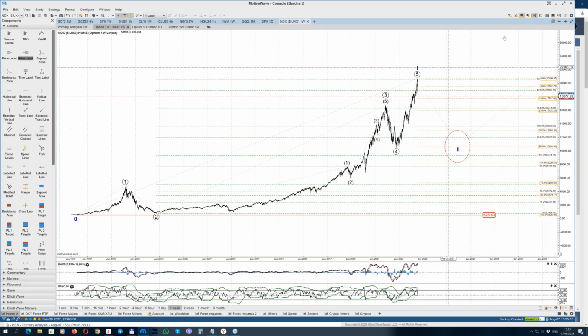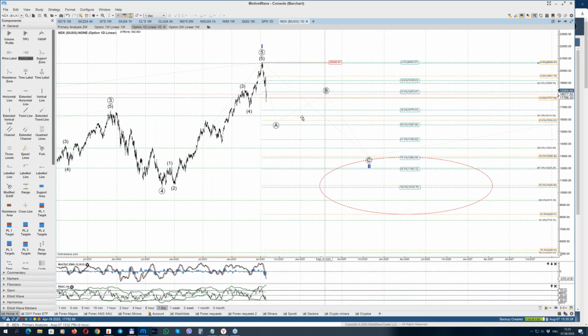The count is projected on the linear price scale. Possible target for the wave 2 is presented here: 13,000 or maybe even 8,330. Internal wave structure, waves A, B, and C. If this is the case, then I anticipate extension to the 15,930 area within the wave circle A.